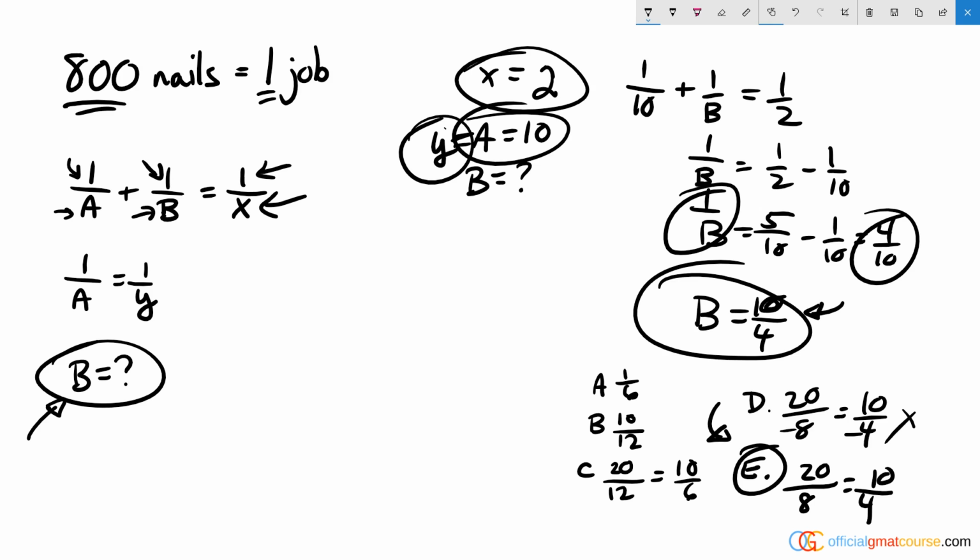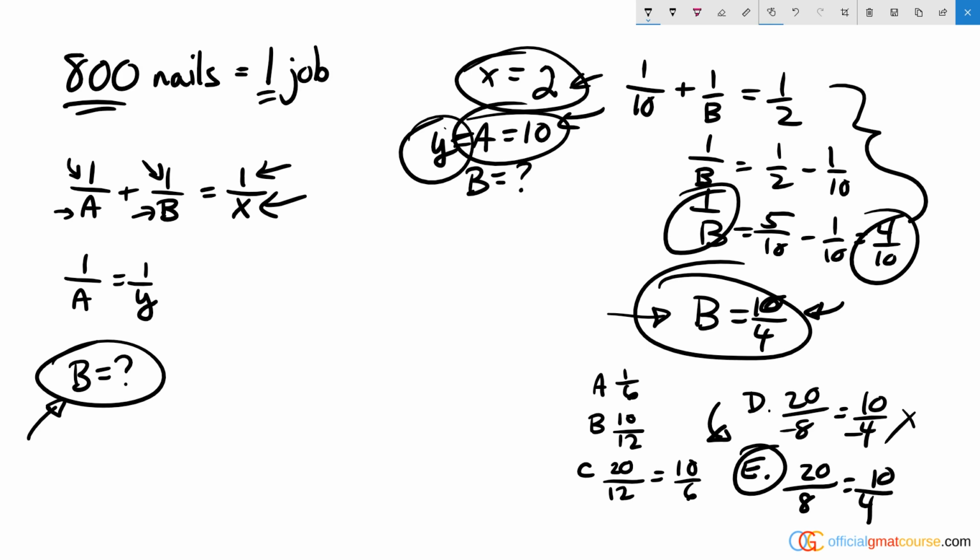And what these answer choices represent is how long it takes machine B to accomplish a job in terms of X and Y. So we plug in our values for X and our values for Y and see which one gives us the B that we expected after we solved it out using the hard numbers.